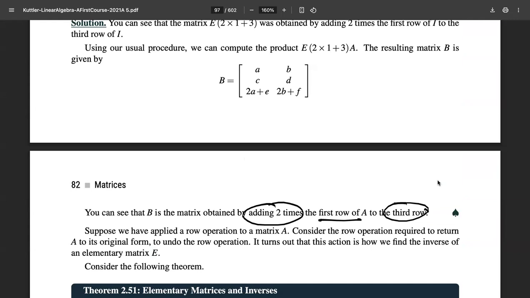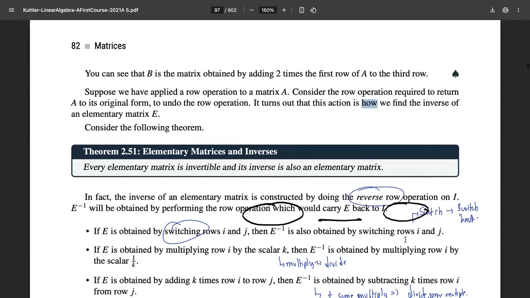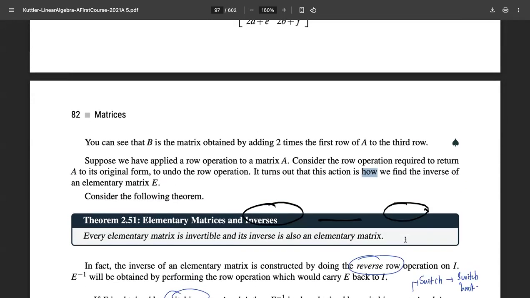So now we have seen that for each of the row operations, we can actually derive an elementary matrix, right? And applying the elementary matrix to our matrix A is the same as doing the original row operation to matrix A. Now let's look at the next idea. This idea tells us that we can undo row operations.